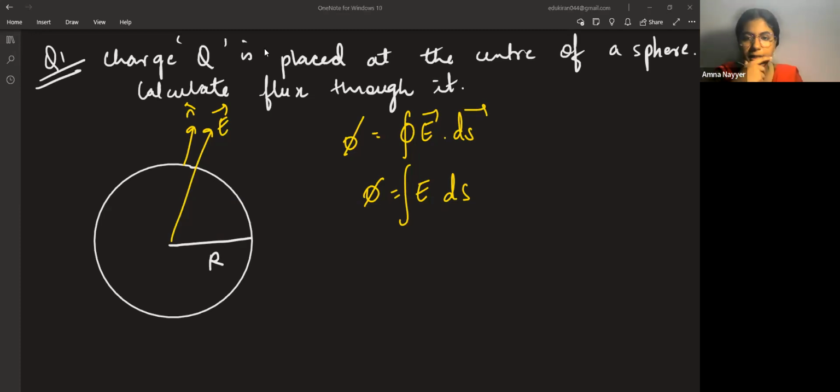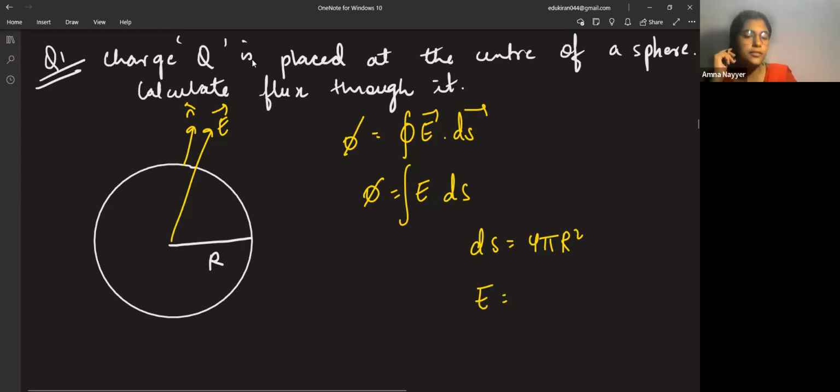Priya, you are asking something? Yes, ma'am. 4 pi r square. Oh, yes, 4 pi r square. Very good. Surface area, this ds is 4 pi r square. This is right. Priya has answered what the surface area is. What about the electric field, class? Electric field due to a sphere, or electric field due to a point charge, we have discussed. KQ by r square. Very good, Fadil. KQ by r square. Good.